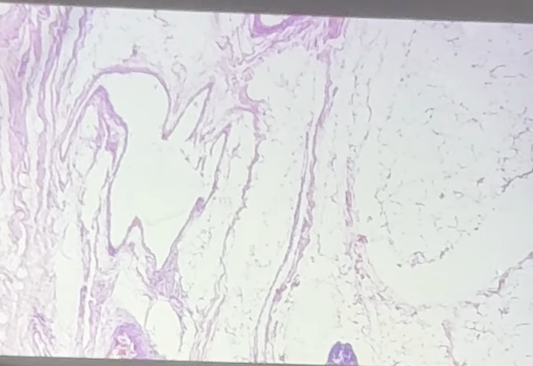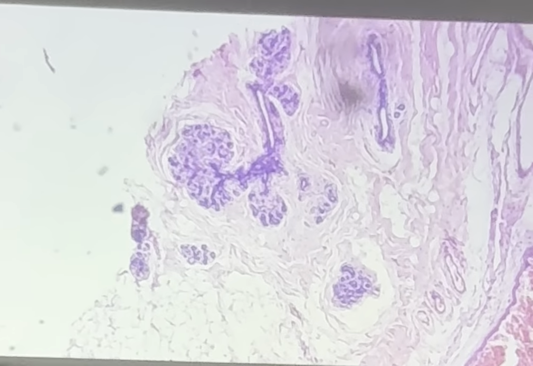Ooh, yeah, I love this one. This is a very classic textbook picture. All right, let's go to the normal. Here's the normal tissue.